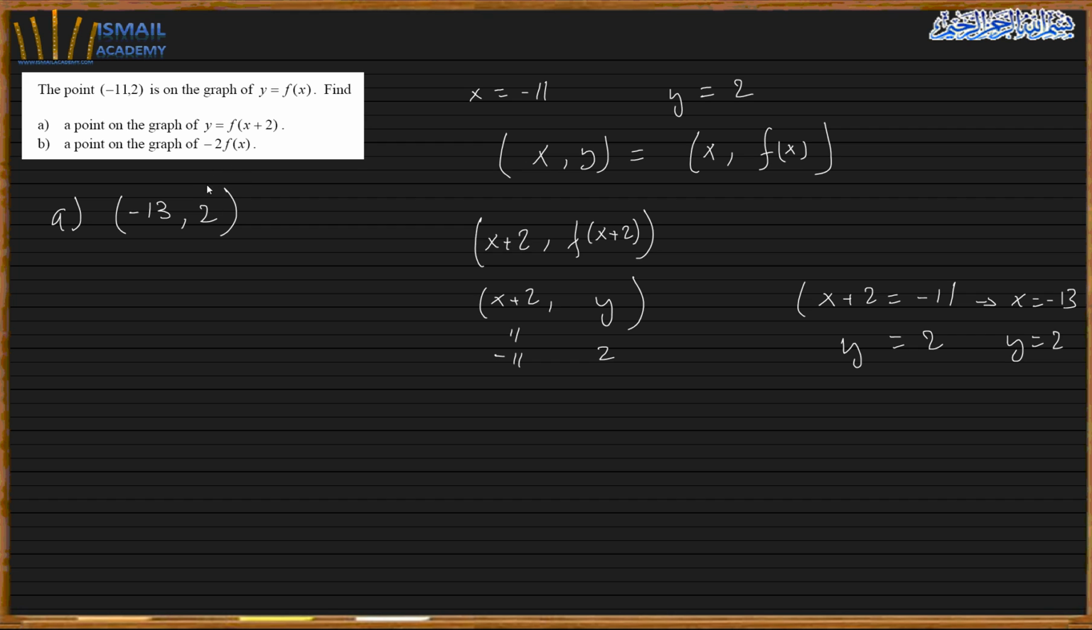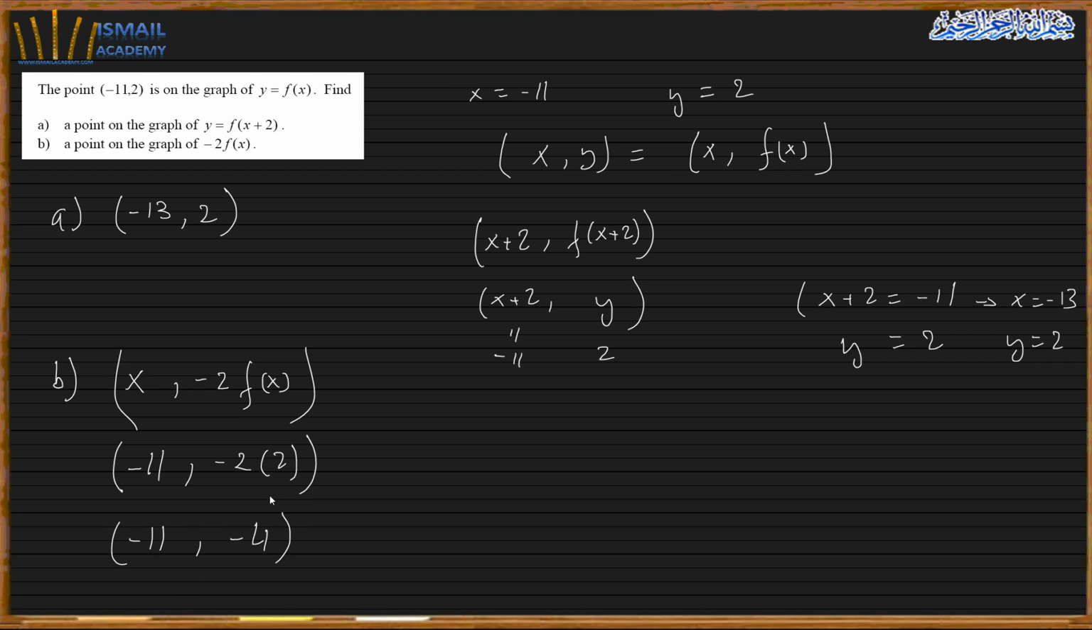Here we have x is the same, but the y is minus 2 f of x. So what is my f of x here? It is 2. So that means I will have minus 11 for the x, and we have minus 2 times 2, which is minus 4, so minus 11, minus 4. So this will be my point for the second question.